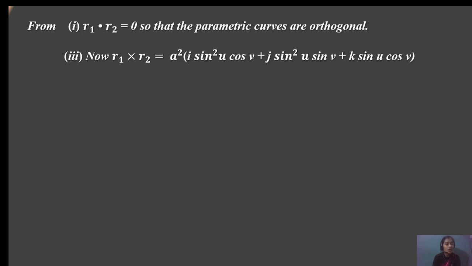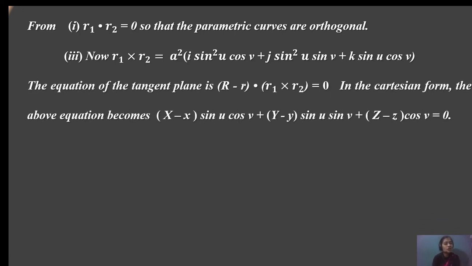Now r1 cross r2 equals a squared (i sin squared u cos v plus j sin squared u sin v plus k sin u cos u). The equation of the tangent plane is (R minus r) dot r1 cross r2 equals 0. In Cartesian form, the above equation becomes (X minus x) sin u cos v plus (Y minus y) sin u sin v plus (Z minus z) cos u equals 0.